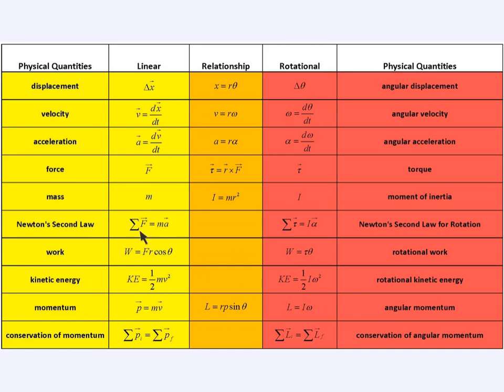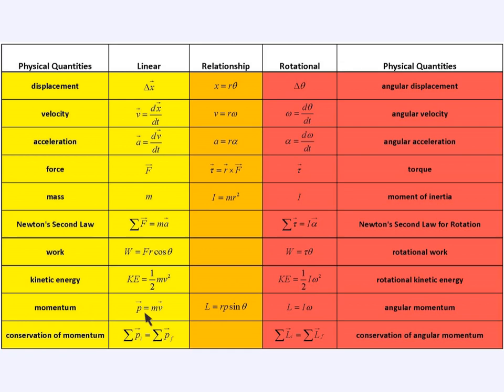Then Newton's second law said that sum of the forces is mass times acceleration, and for rotation, sum of the torques is moment of inertia times angular acceleration. Work was the dot product between force and displacement, or force times displacement times cosine theta. Rotational work is torque times angular displacement. Kinetic energy was 1/2 mv squared. Rotational kinetic energy is 1/2 times m and v counterparts in rotational variables, so it's I times omega squared.